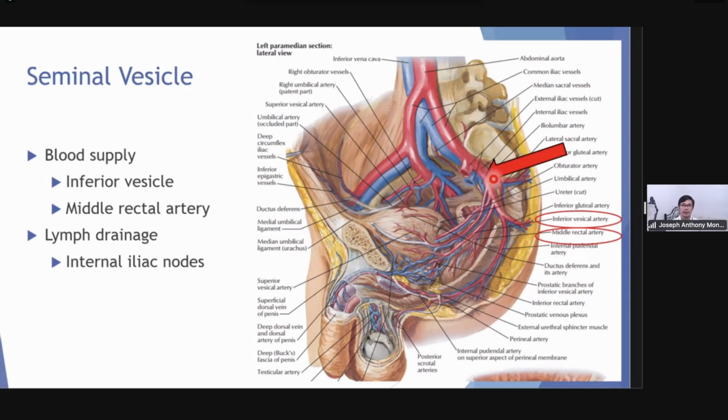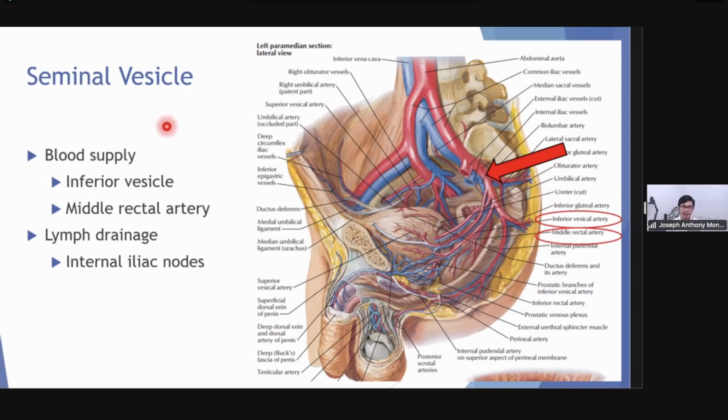So don't be confused. Kung may choices doon na external iliac or common iliac artery, your answer will be your internal iliac artery. Siya kasi yung mas closest. Although your common iliac could also be right, pero the best answer would be your internal iliac artery. Okay? So again, your internal iliac artery will give terminal branches to become your inferior vesicle as well as your middle rectal artery that will now be supplying your seminal vesicle.